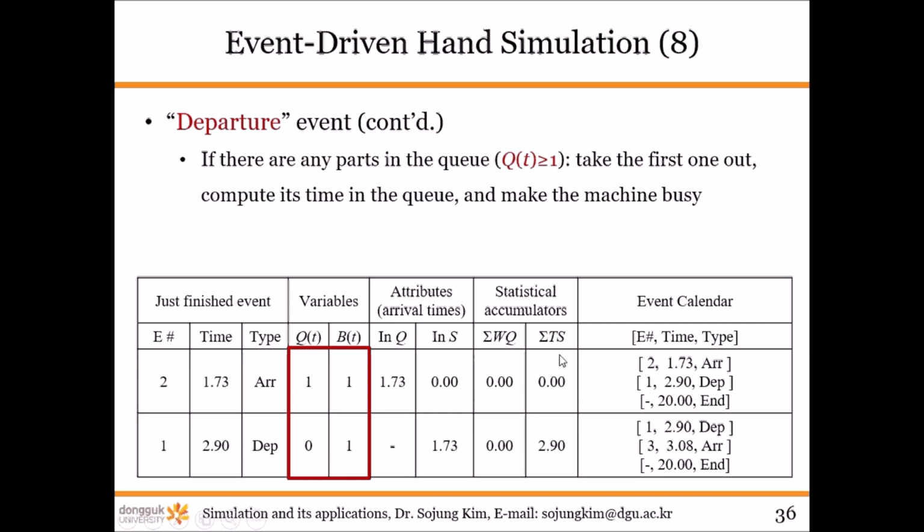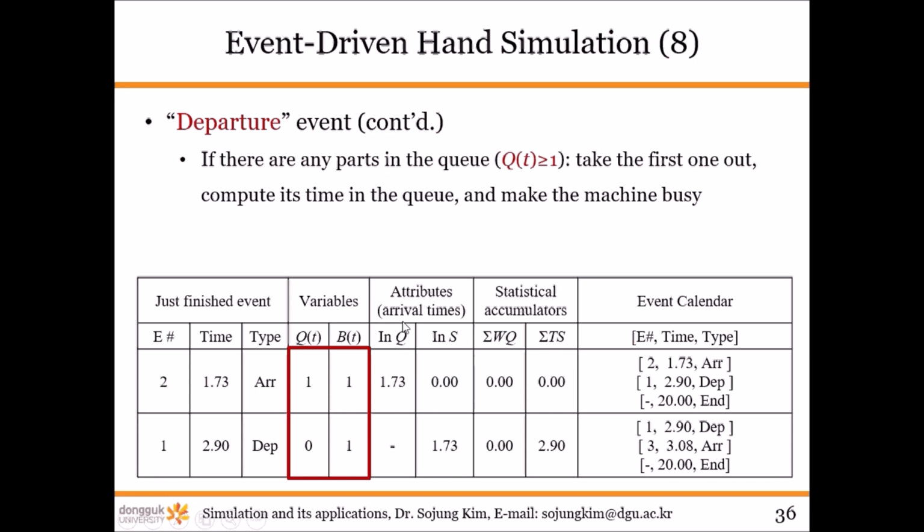And total time in the system is still 2.9 because only the first entity left the system. However, the service time will be changed here, because this service time is for the first entity. This service time is 0 for the second entity. However, this one is in the server, right? In the server, waiting time.